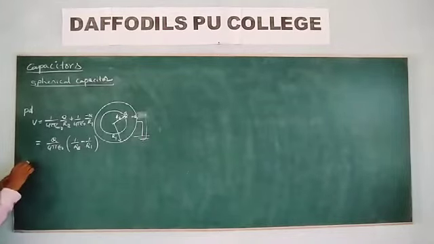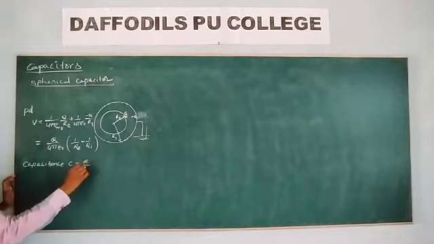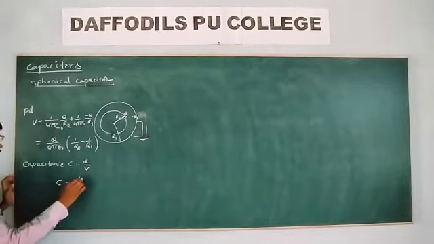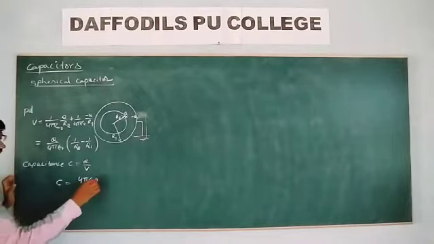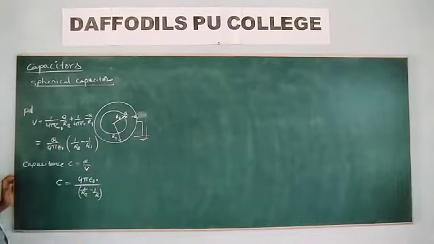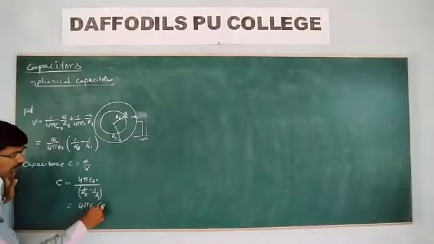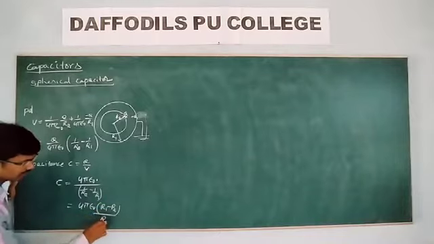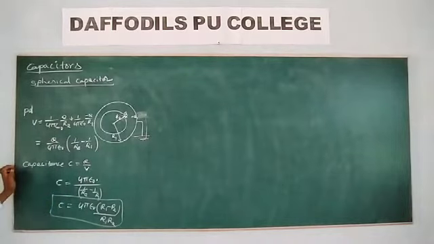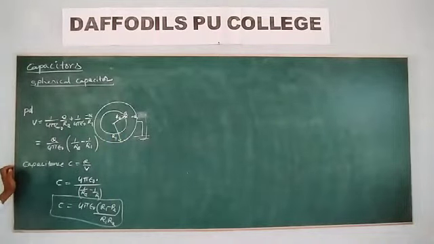But we know capacitance C is equal to q by V. Then C is equal to q by V. Bring this V to this side, then C is equal to 4 pi epsilon naught into 1 by R2 minus 1 by R1, which gives 4 pi epsilon naught R1 R2 by R1 minus R2. This is the capacitance of the spherical capacitor.